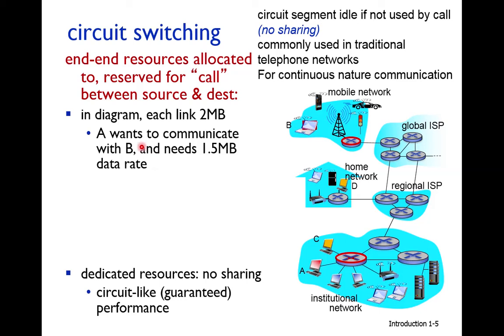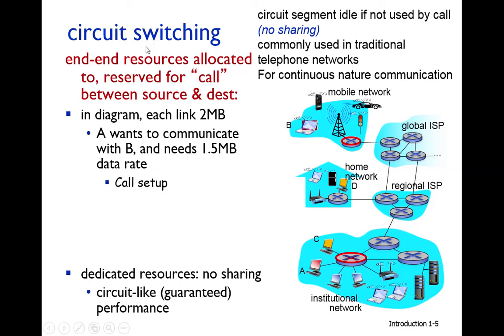Okay, and suppose A wants to communicate with B, and for this communication the required bandwidth should be 1.5 MB. So A wants to communicate with B and their data rate should be 1.5 MB. It is their requirement. Okay, so how can they talk with each other using circuit switching technology?